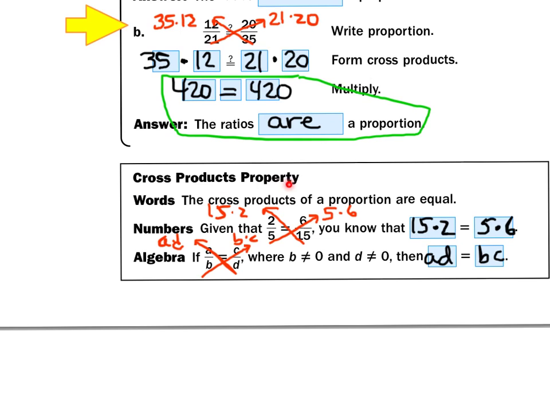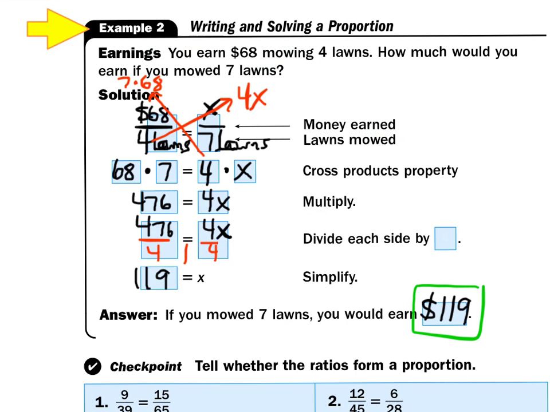All right, and then cross product property, they just show you here, given that 2 over 5 equals 6 over 15, you know that, and then you could shoot the arrow across, 15 times 2 equals 5 times 6, because they both equal 30. If it was in algebra, A over B equals C over D, you would shoot the arrow across and you would know that AD equals BC.